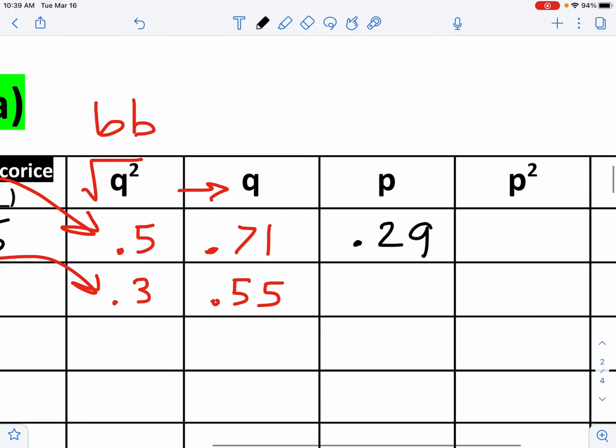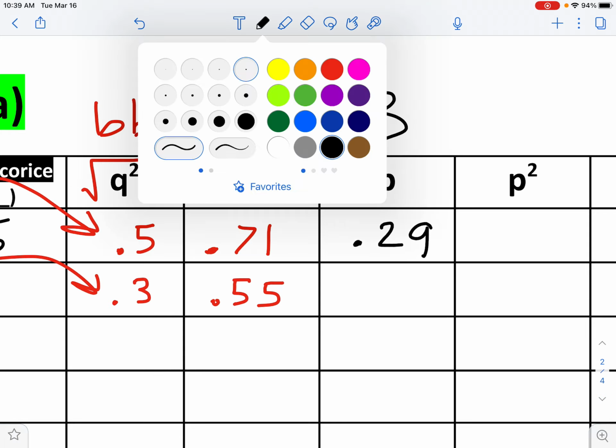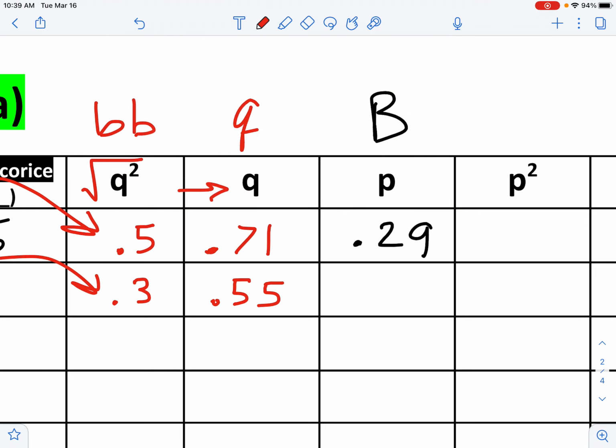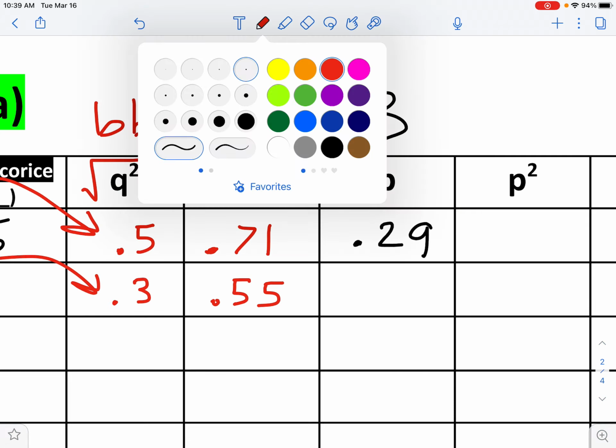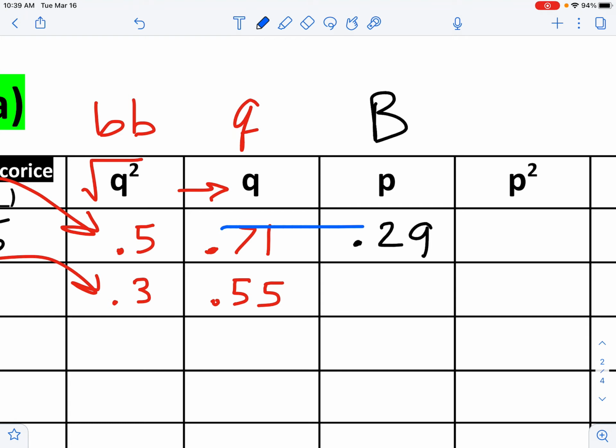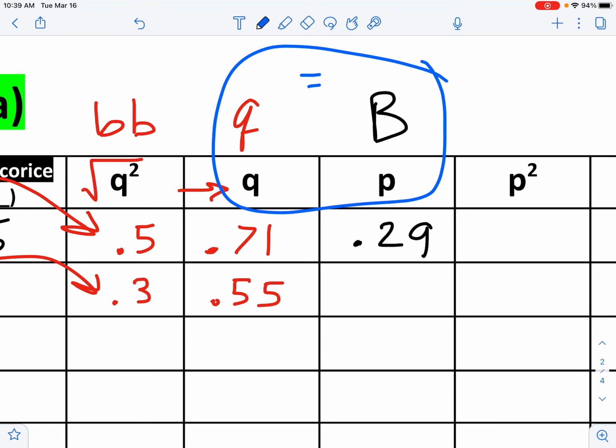And again, what does P represent? It represents the dominant allele. And what does Q represent? It represents the recessive allele. I just want to illustrate that these two together, added up, equal 1. So I can double check, does that equal 1? Yes.